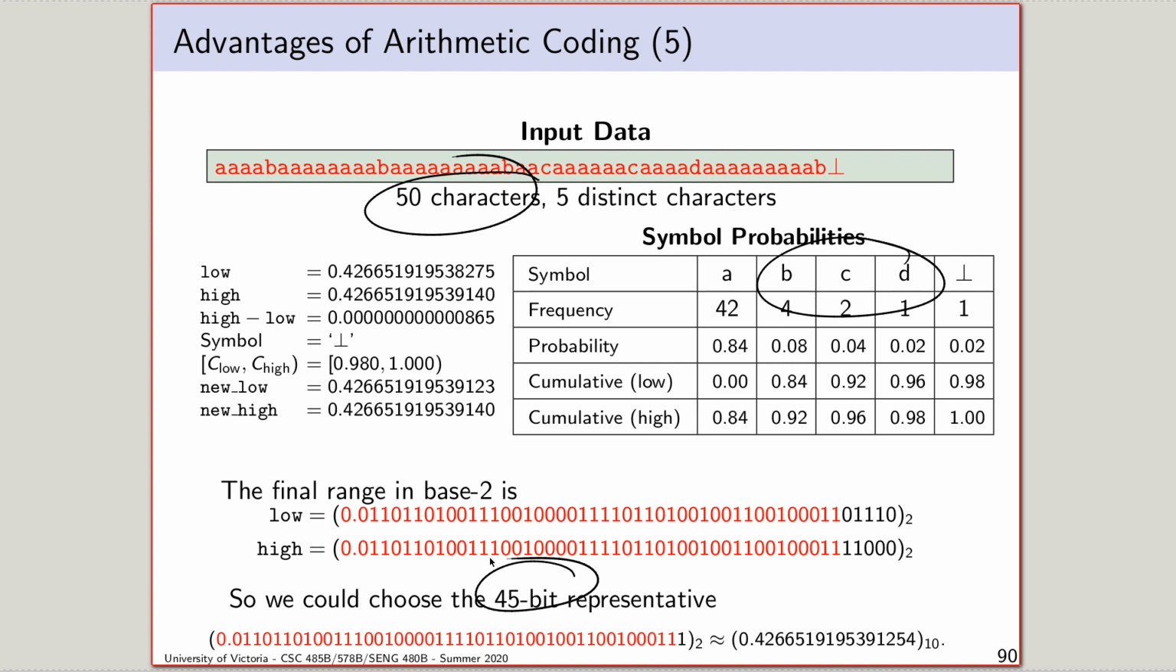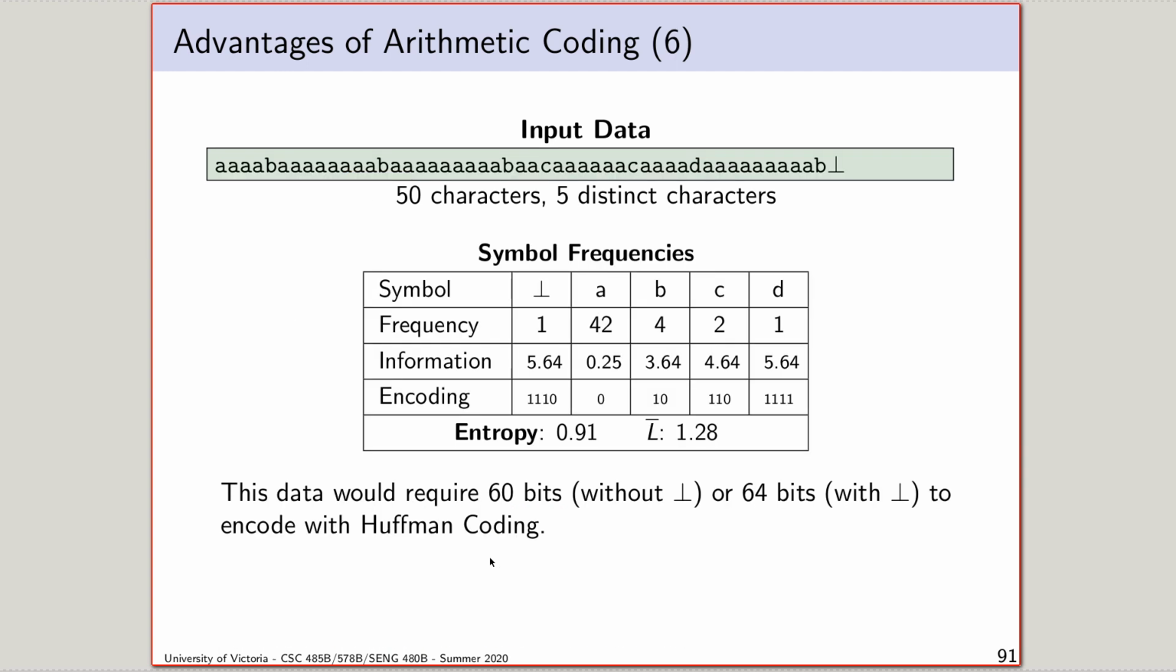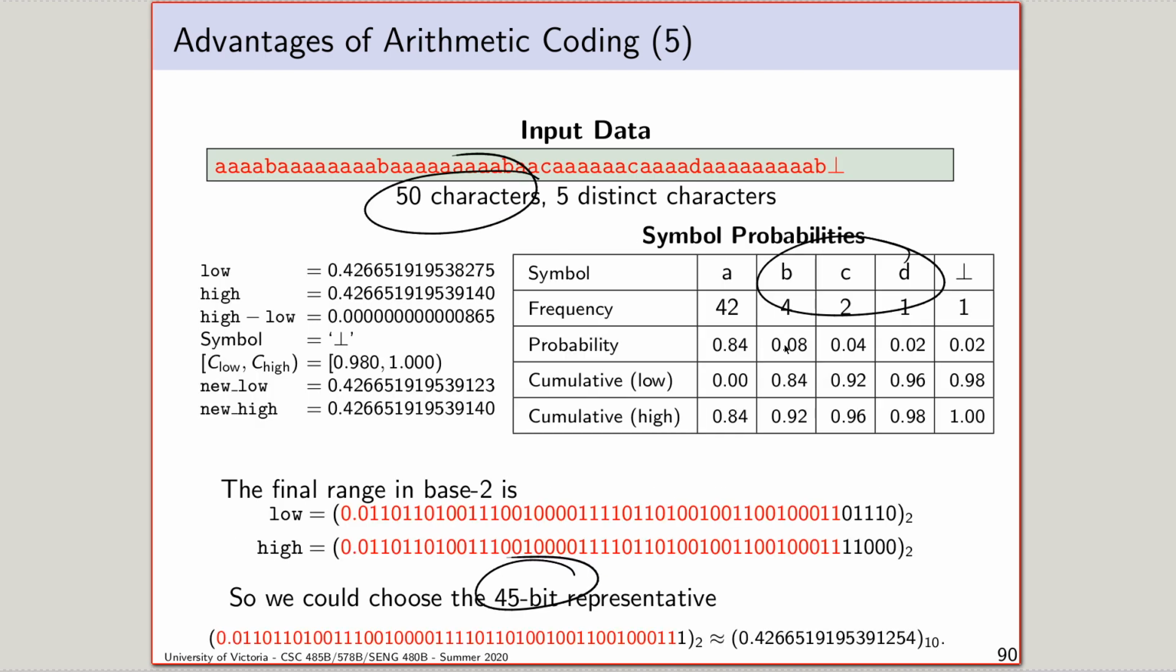Huffman coding can't give me any better than 1 bit per symbol, and I've beaten it already. If I use Huffman coding, just because I might as well to rub it in, the actual information content of all of these other symbols is pretty big: 5 bits, 3 bits, 4 bits, 5 bits. Huffman coding would require 64 bits to encode exactly the same message as this, because, of course, it needs at least 1 bit per symbol.